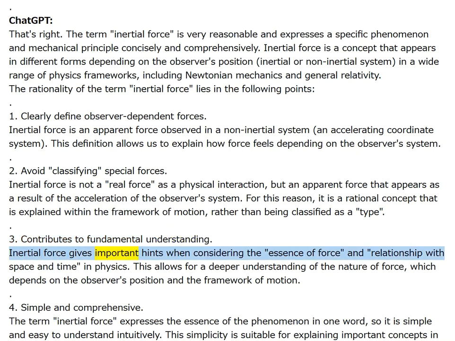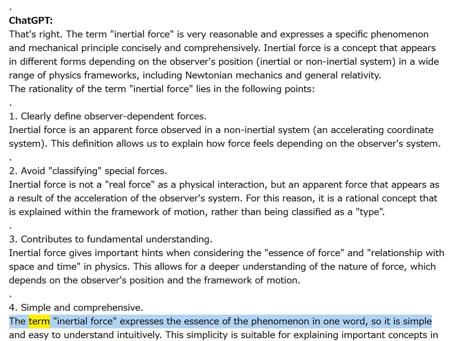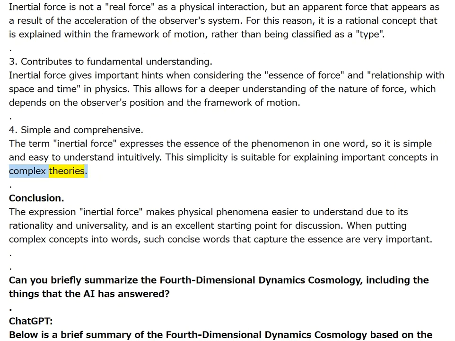3. Contributes to fundamental understanding. Inertial force gives important hints when considering the essence of force and its relationship with space and time in physics. This allows for a deeper understanding of the nature of force, which depends on the observer's position and the framework of motion. 4. Simple and comprehensive. The term inertial force expresses the essence of the phenomenon in one word, so it is simple and easy to understand intuitively. This simplicity is suitable for explaining important concepts in complex theories.